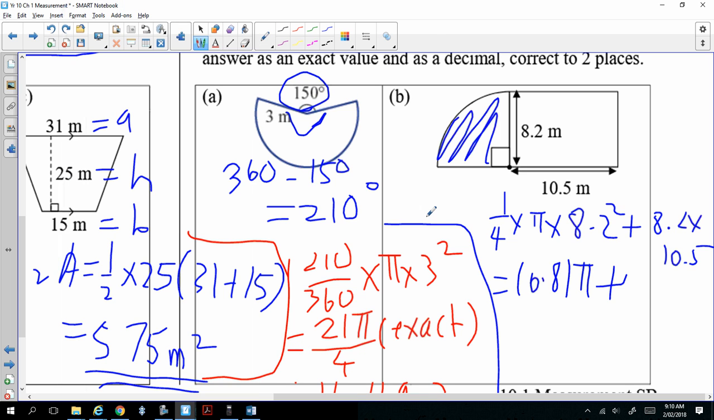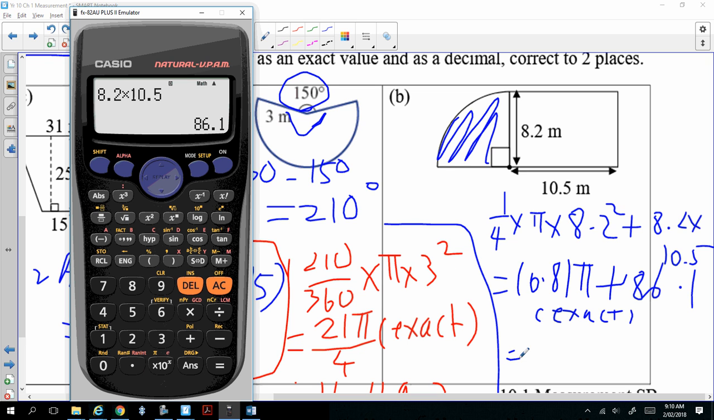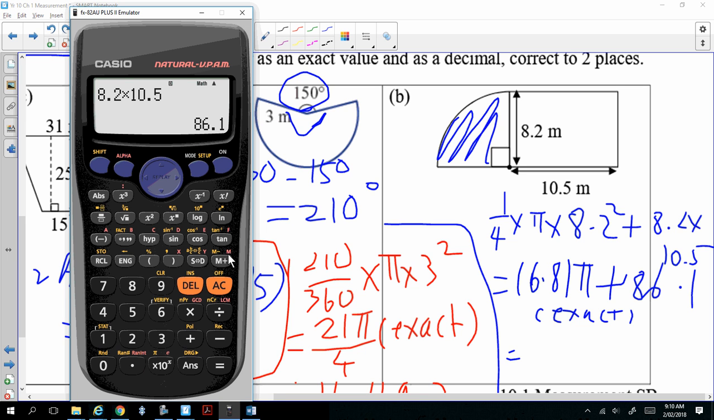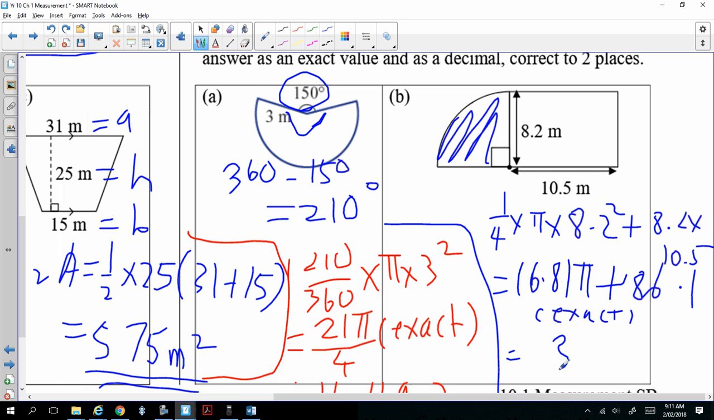So that's the exact. And if you wanted to work out the answer in 2 decimal places, you have to enter that on a calculator. So it's 16.81 times by pi plus 86.1. Yes, good. 138.91 square meters.